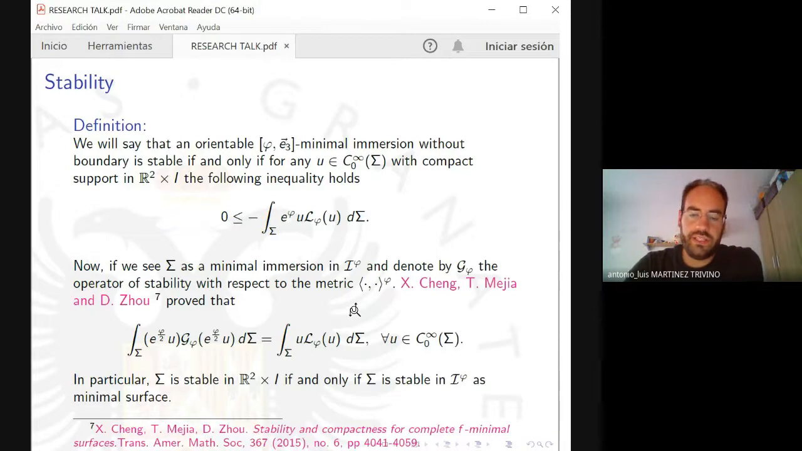Now, if we see sigma as a minimal immersion in the Riemannian space and denote by J the stability operator with respect to the Riemannian metric, then Chen, Mejia, and Zhu prove the following equality for any smooth function with compact support. So we obtain that sigma is stable in R2 cross I, according to the previous definition, if and only if sigma is stable as a minimal surface in the Riemannian space.